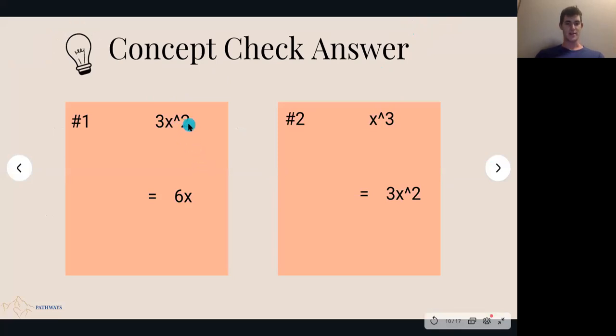So 3x squared, the 2 you move to the front. So you multiply the 3 by 2, and you get 6. And then, just like in the original example, x squared becomes x to the 1, and we have 6 times x, 6x. And for x cubed, you bring the 3 to the front, 3 times x, and then the 3 becomes a 2, and we have 3 times x squared.